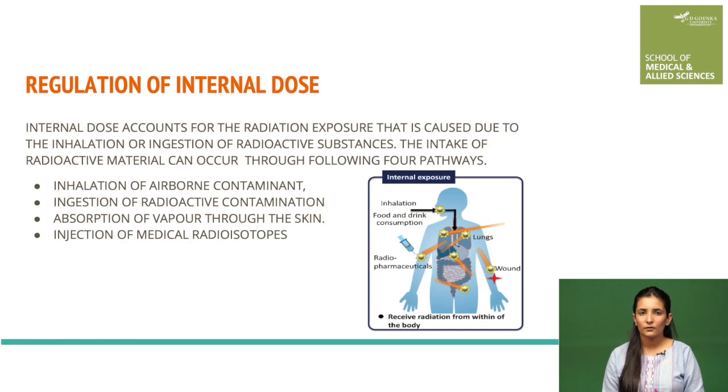Next is regulation of internal dose. Internal dose is the amount of radiation exposure that we get from radioactive substances that enter our body through inhalation or ingestion. There are four pathways by which radioactive material can enter our body. The first is through inhalation of radioactive particles or radon gas. Next is ingestion of radioactive substances through our food or in liquids. Some radioactive materials such as tritium oxide can be absorbed in our body through skin. In nuclear medicine, radioisotopes such as technetium are injected in our bloodstream, which can account for the internal radiation exposure.